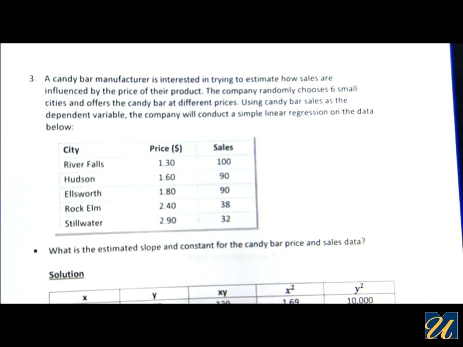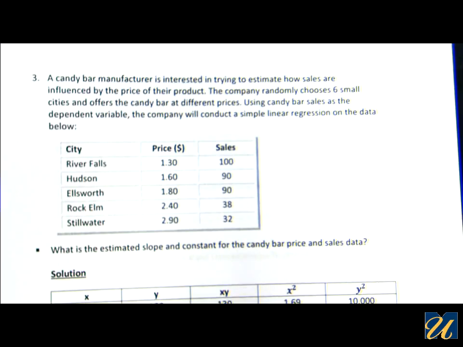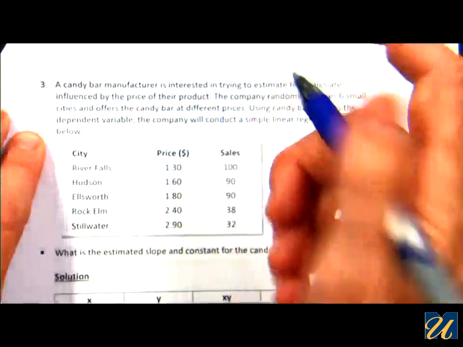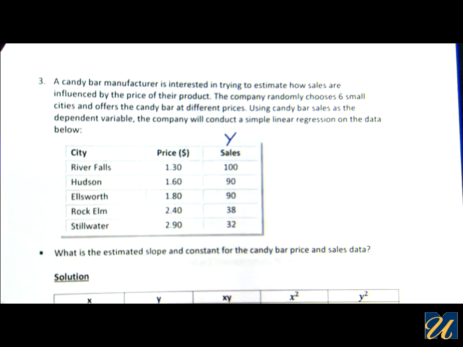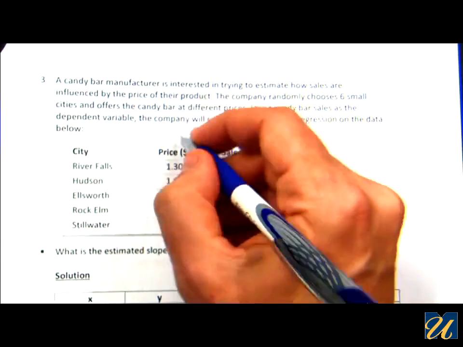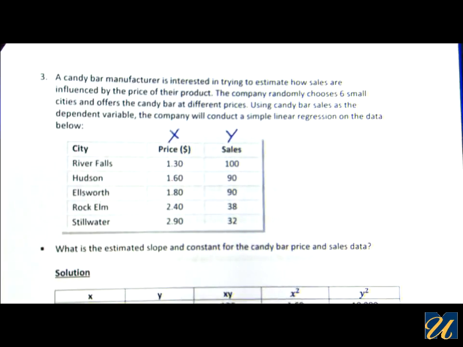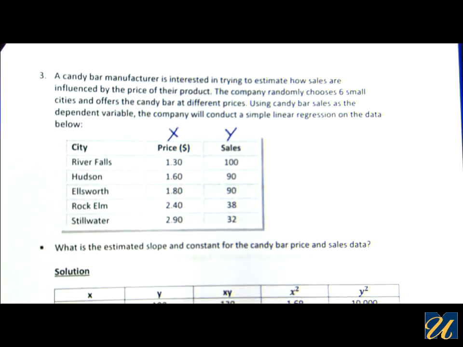For the next problem, we have the values. A candy bar manufacturer is interested in trying to estimate how sales are influenced by the price of their product. The company randomly chooses 6 small cities and offers the candy bar at different prices, using candy bar sales as the dependent variable. So this is your Y and this is your X. Now, what is the estimated slope and constant for the candy bar prices and sales data?